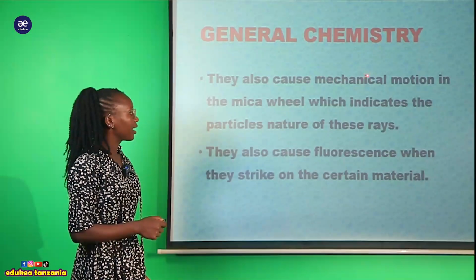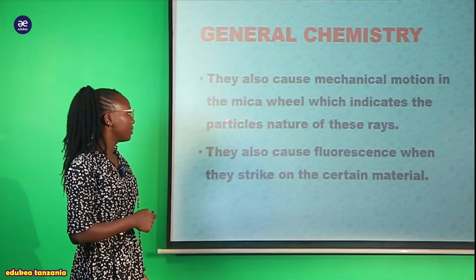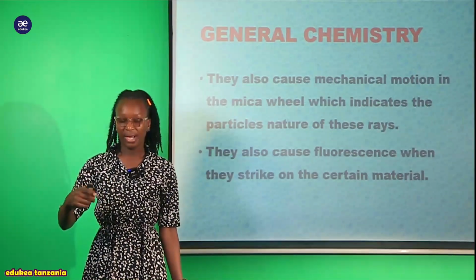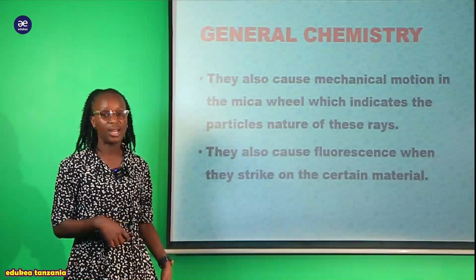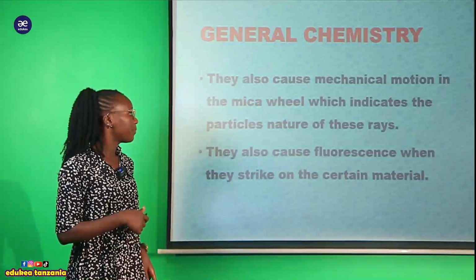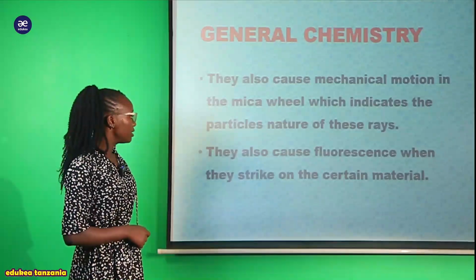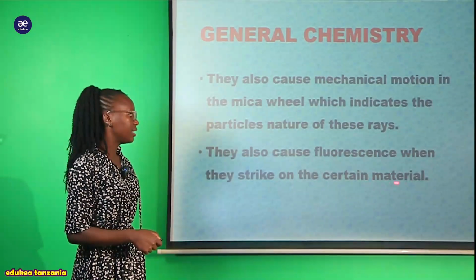They also cause mechanical motion in the Mika wheel, which indicates the particle nature of this ray. But they also cause fluorescence when they streak on a certain material.